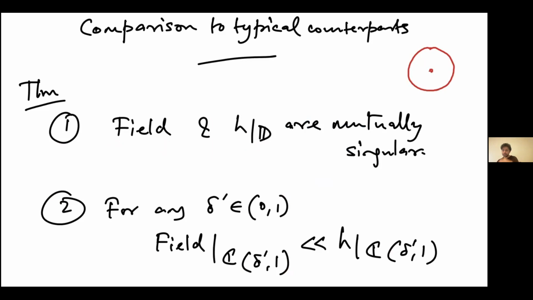However, all the singularity comes from near the geodesic. If you go slightly away from the origin of the unit disk and look at the field on this shaded region, it turns out to be absolutely continuous. The field restricted to this annulus away from the origin is absolutely continuous with respect to the Gaussian free field counterpart. So the full thing is singular, but slightly away from the origin it becomes absolutely continuous. Is the statement clear?